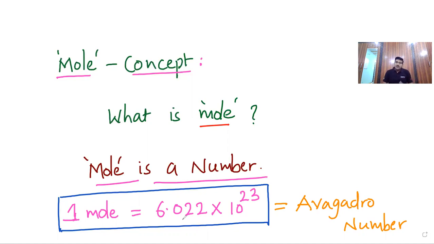Is it clear? Mole is nothing but a number, and that quantity, 1 mole is equal to 6.022 into 10 to the power of 23. And this particular quantity is known as Avogadro number. Avogadro is the scientist, and after his name, the number came. That is the Avogadro number. Clear?